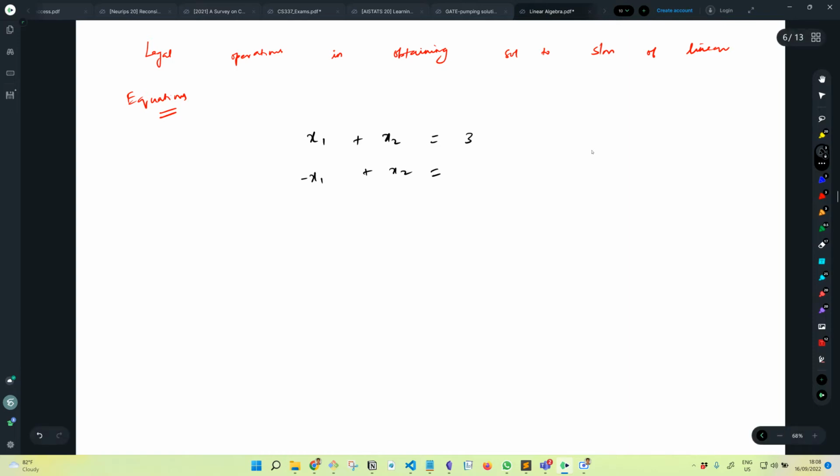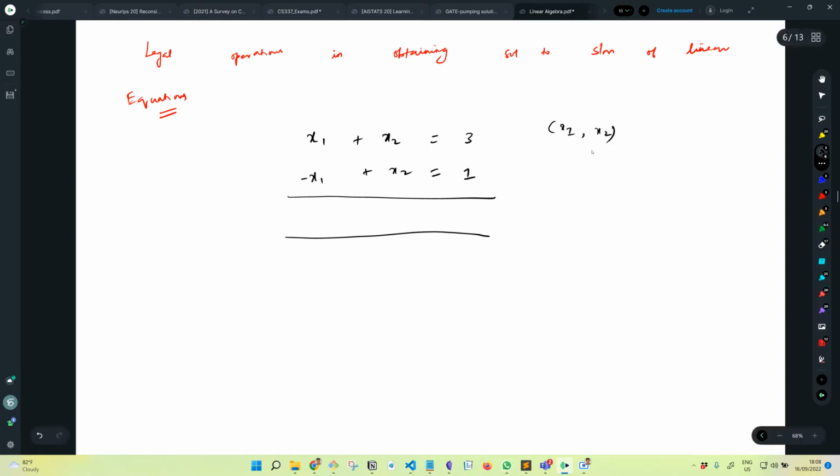Now let's say I give you a system, x1 plus x2 equals 3 and minus x1 plus x2 equals 1. Now, can somebody tell me what you will do to obtain an assignment to x1, x2? Usually, how will you solve it? How will you obtain the solution to x1, x2?